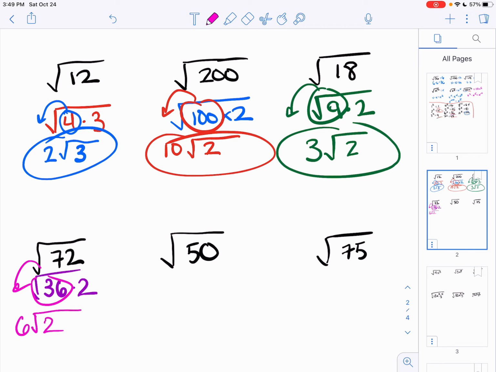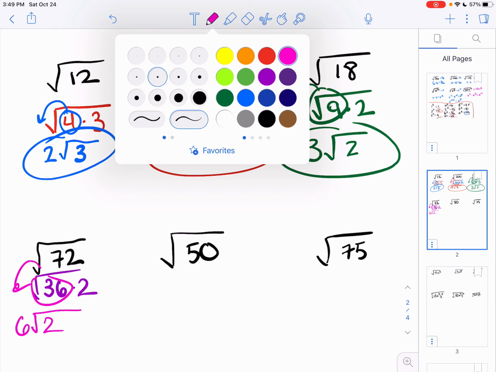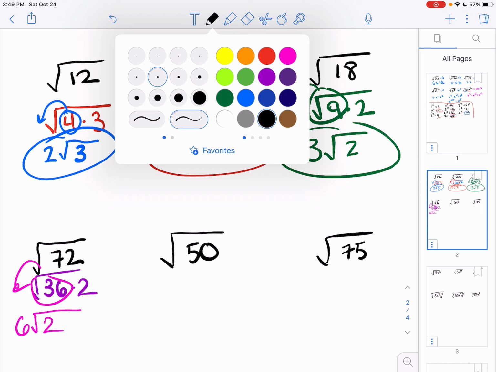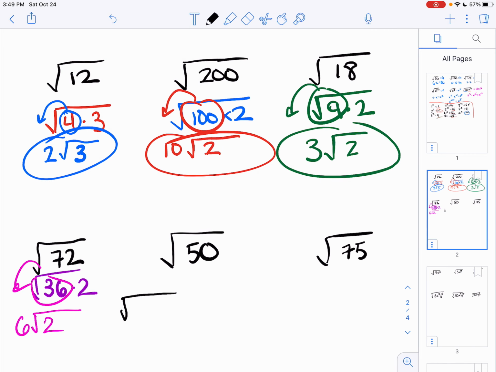But here's the thing. People tell me all the time, Mr. Brown, I don't know what the biggest perfect square that goes into 72 is. Well, there's still a way that you can get the right answer. So, if you say, okay, well, I don't know the biggest one, but I know that 4 goes into 72. All right? So, 72 divided by 4.